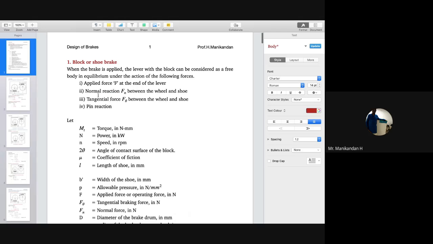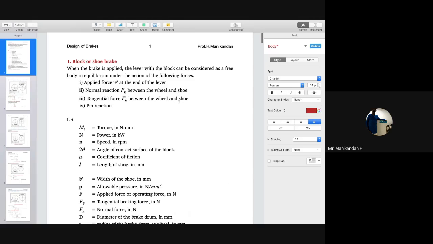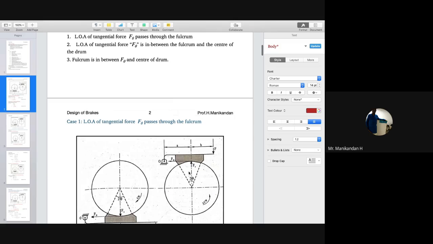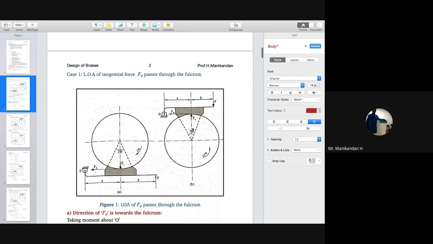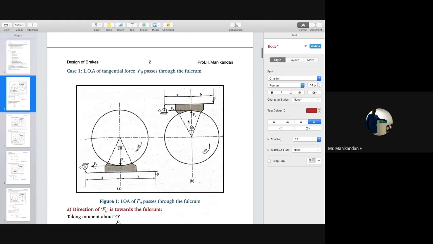Next is the normal reaction Fn between the wheel and the shoe. Whenever two bodies are in contact with each other, there is a normal reaction. Here you can see the Fn at the center axis. The normal reaction always acts along that axis, perpendicular to the surface. In other words, the normal reaction is perpendicular to the frictional force. So where is the frictional force? The frictional force is given by F theta. You can see F theta here.